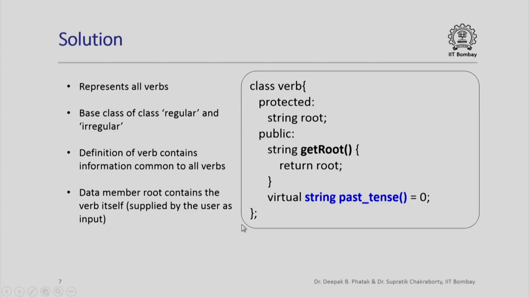What does this class have as its members? It has a protected data member called root, which is of type string, and it has a public method called getRoot that accesses the protected data member and returns it.